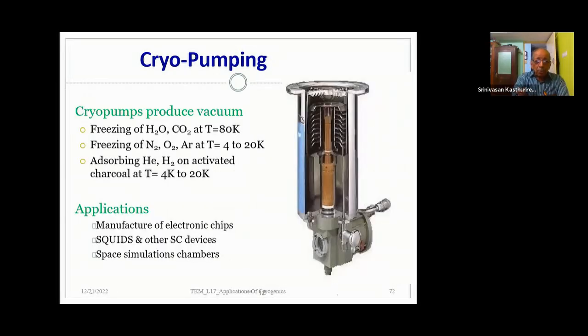Now, cryopumping is a process in which the gas molecules are condensed on a specific surface as it goes to low temperature. Freezing of water and CO2 happens at around 80 Kelvin. Freezing of nitrogen, oxygen, argon happens at a temperature of 4 to 20 Kelvin. And also adsorbing helium, hydrogen on activated carbon, for example, at T equal to 4 to 20 K. You can produce a very good cryopump using these sorts of applications.